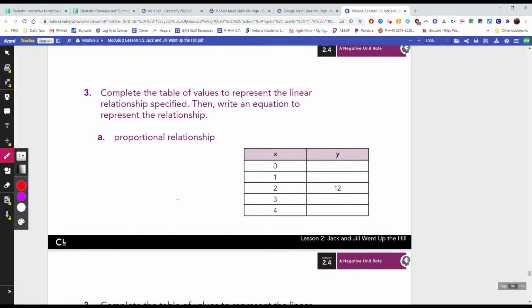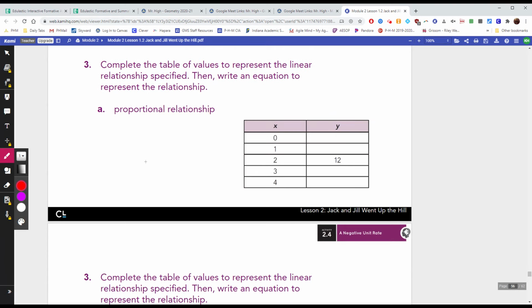Number 3, complete the table of values to represent the linear relationship specified, then write an equation. So this is a proportional relationship. So we look at where we have a y quantity and an x quantity. So we have 12 and we have 2. So we need to figure out what the constant rate is here, what the constant ratio in this table is. If it's proportional, there is a constant ratio. So we know one ratio is 12 over 2. So if we simplify that ratio, that would simplify to 6 over 1, or just 6. So I know when x is 1, y would be 6.